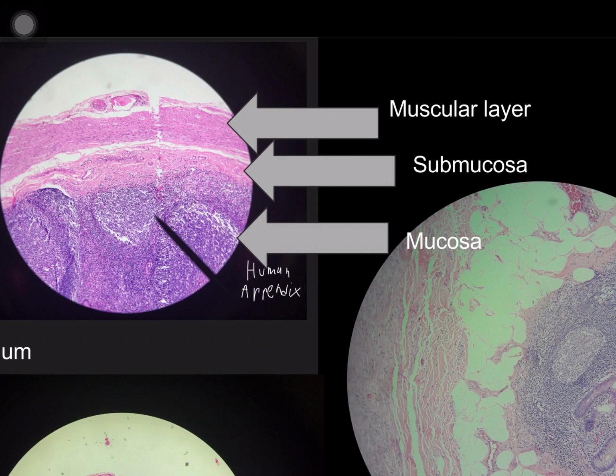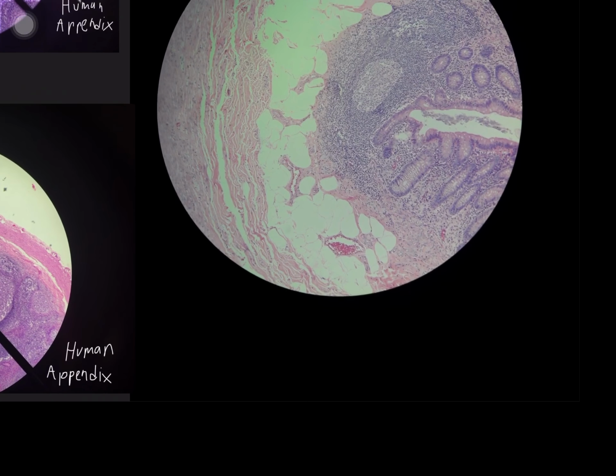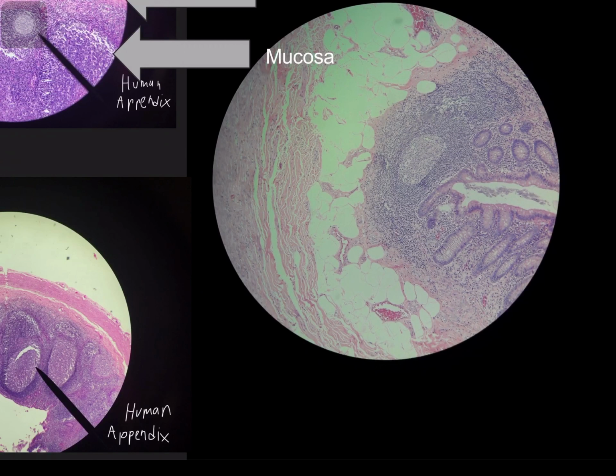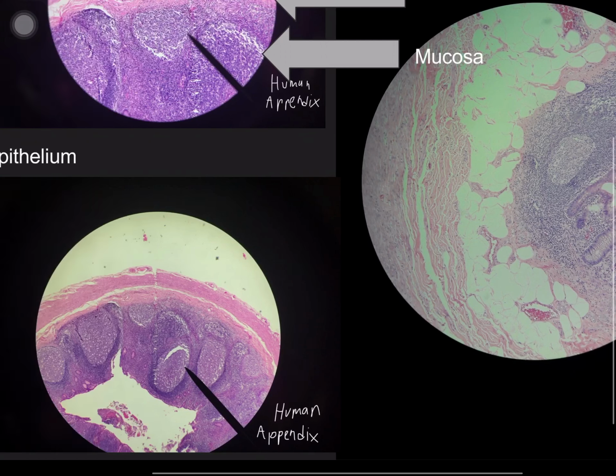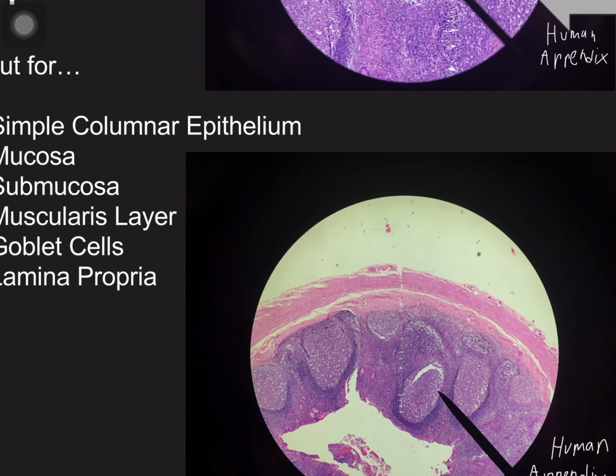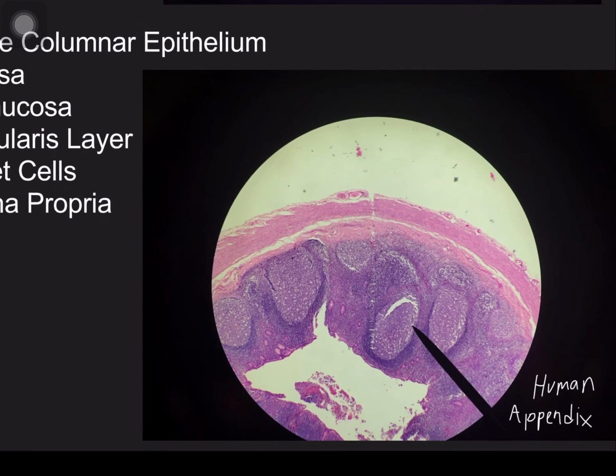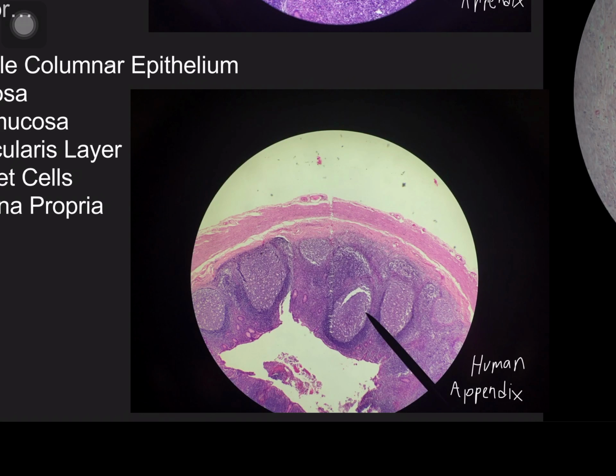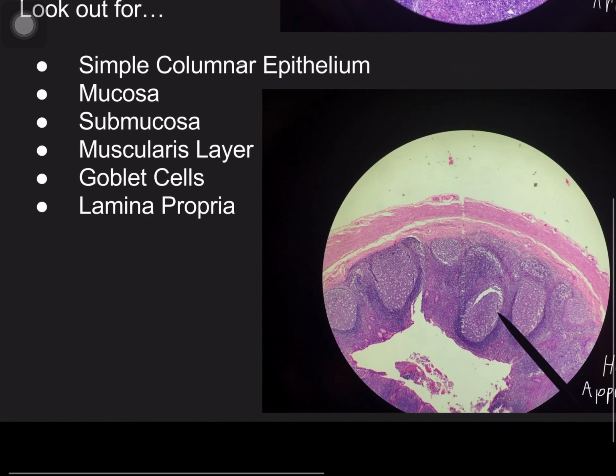Remember, this is an appendix. It's very much different from the other things we've looked at. The one at the top is a muscular layer. Next is the submucosa, then the mucosa. Another picture. It looks like the muscularis externa is much more on the left than in this one. The muscularis layers are in the back in this one, and then submucosa, mucosa.